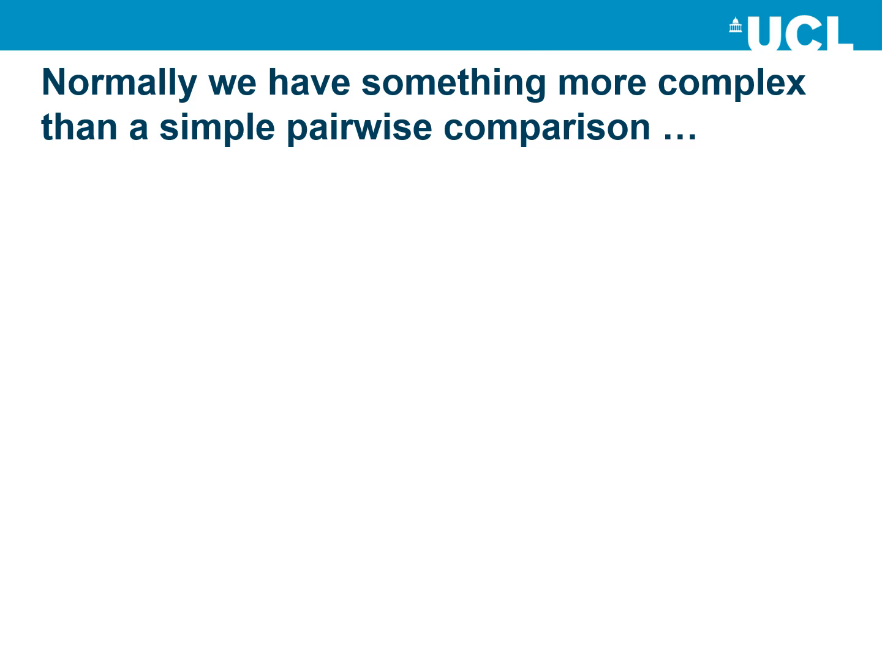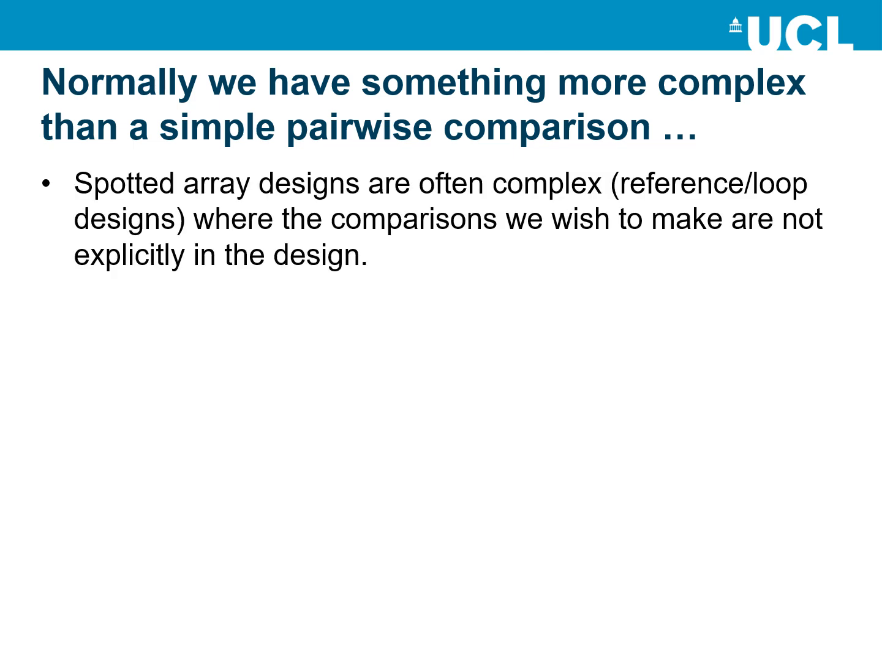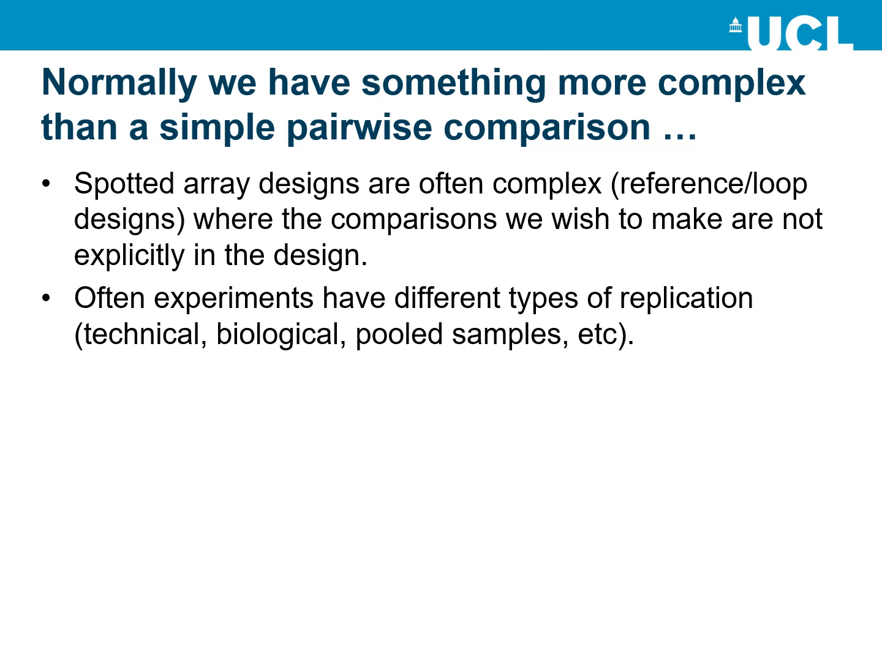So normally we have something a bit more complex than just a pairwise comparison, and I'm just going to touch upon this. Spotted arrays are often given as a reference design, or it may be a loop design where you don't actually have the comparisons you wish to make explicitly. There are often lots of different types of replication. There may be biological replication, which is the most useful, but there may also be technical replicates where you put the same samples onto the spotted microarrays or onto Affymetrix.